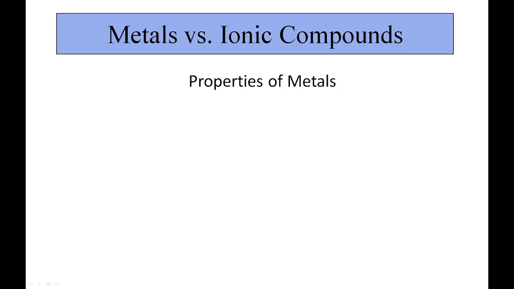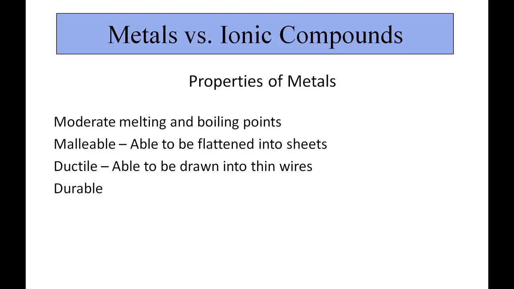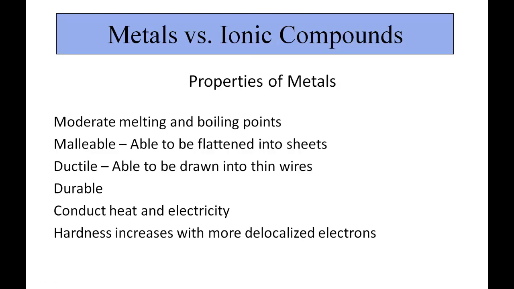Here are some properties of metals. They have moderate melting and boiling points. Some are very high, some are very low. Some metals can even melt in your hand. They're malleable, meaning they're able to be flattened into sheets. They're ductile, able to be drawn into thin wires. They're durable. They conduct heat and electricity.